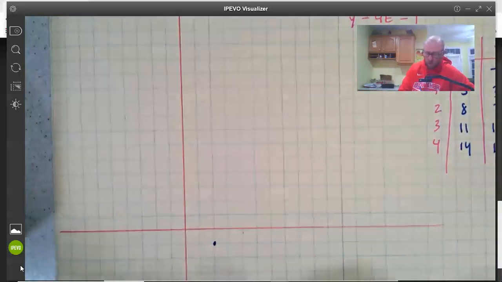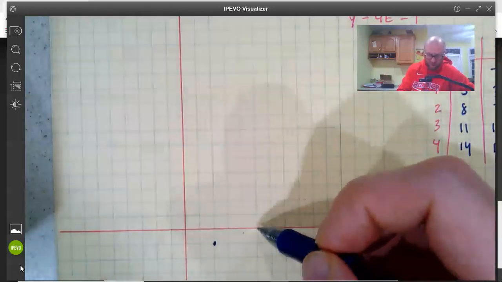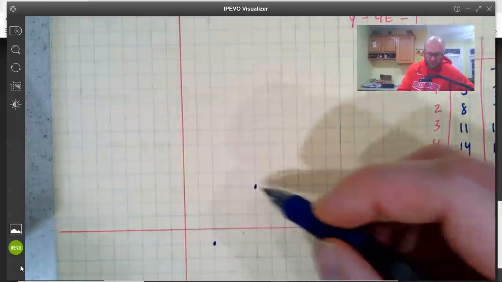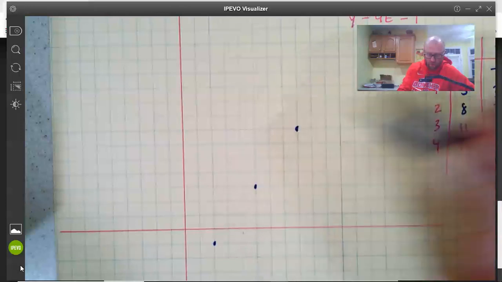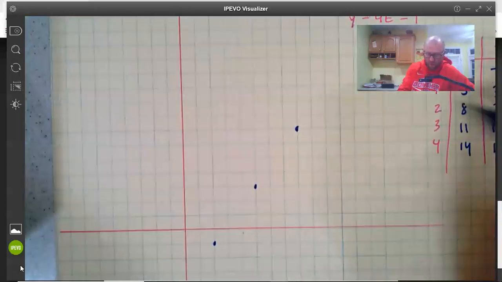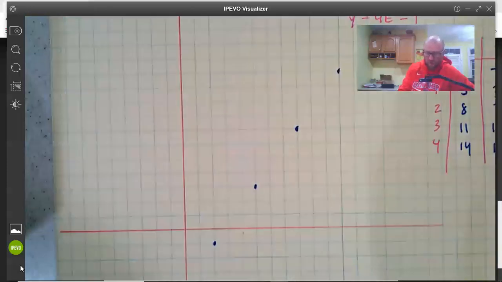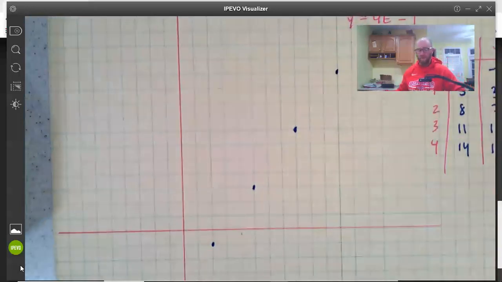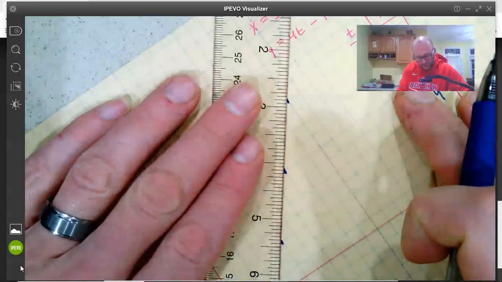2, negative 1. Let's see, 5, 3. And notice it's over 3, up 4, so over 3, up 1, 2, 3, 4. That should be 8, 7, and then over 3, up 1, 2, 3, 4. That should be 11, 11, and look, it looks like it's right. We'll stop there because I'm about to run into my equations again. Let's connect these with a nice line.